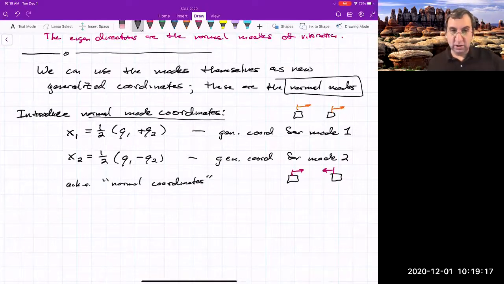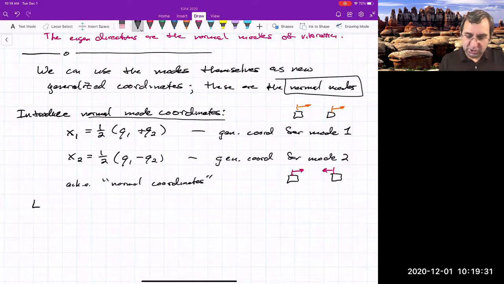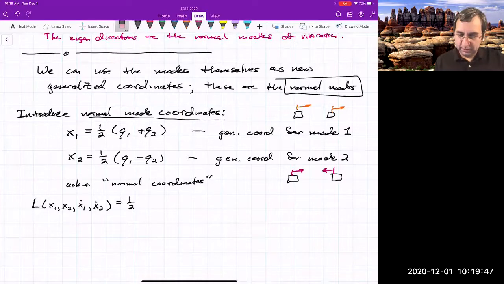And like I said, we could treat these as generalized coordinates. And one of the powers of the Lagrangian formulation is that you could use any generalized coordinates for writing your Lagrangian. So instead of using the q's, we could write the Lagrangian for our system in terms of these normal coordinates. Now, this is the Lagrangian near equilibrium, but it looks particularly nice. We have 1/2 (x1 dot squared plus omega1 squared x1 squared).